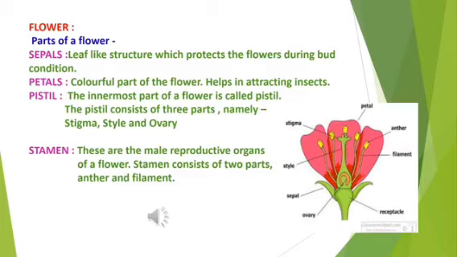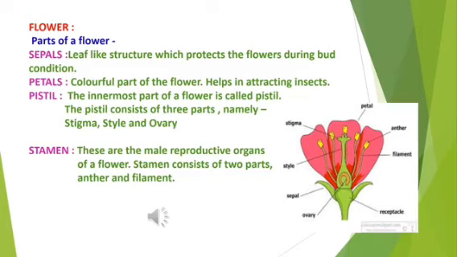As we proceed inside, we find the most important part of the flower, which is called the pistil. The innermost part of a flower is called the pistil. As you can see in the diagram here, it consists of three parts, namely the stigma, that is the uppermost part, and a long filament-like part called the style, and the ovary, which is usually the swollen part or the bottom part of the pistil. So the pistil is made of three parts: stigma, style, and ovary.